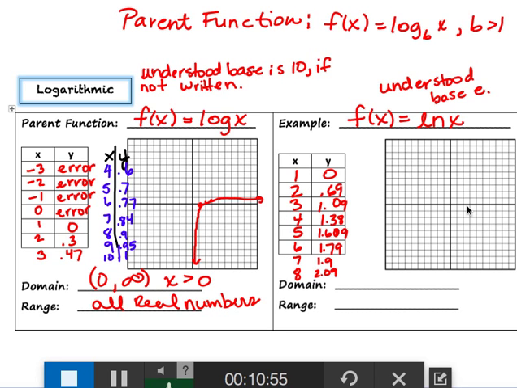So I'm going to go ahead and graph this, and you can compare and see how closely they relate. As you can see, the graphs are very, very similar in shape, but the natural log's y values are going to increase a little bit faster than the y values of the log base 10. The domain is still going to be 0, not including 0, to infinity, or simply x is greater than 0, and the range is going to be all real numbers.